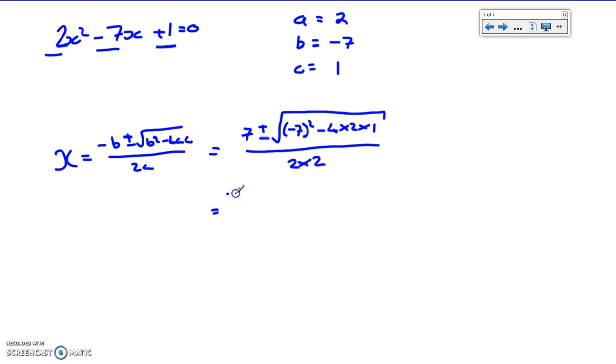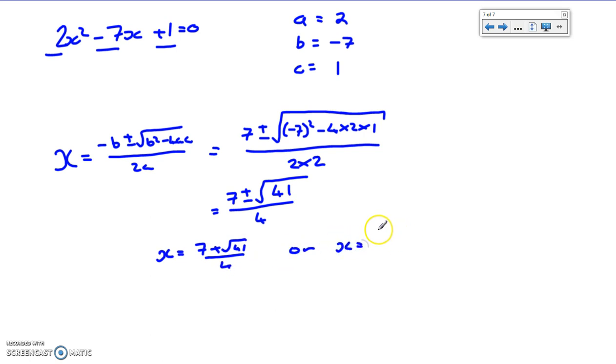So what I'm then able to say is, right, so 7 plus or minus the square root, and what I can do is do my discriminant in here. Negative 7 squared is 49. 4 times 2 times 1 is 8. So 49 take away 8, square root of 41. It's all over 2 2's, which is 4. So from this, I get two roots. I get that x equals 7 plus root 41 over 4, or x equals 7 minus root 41 over 4.